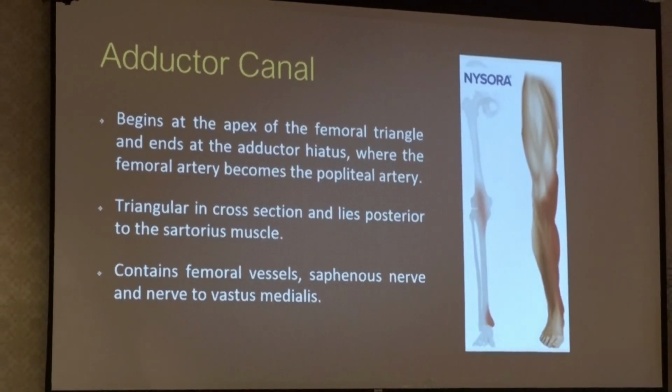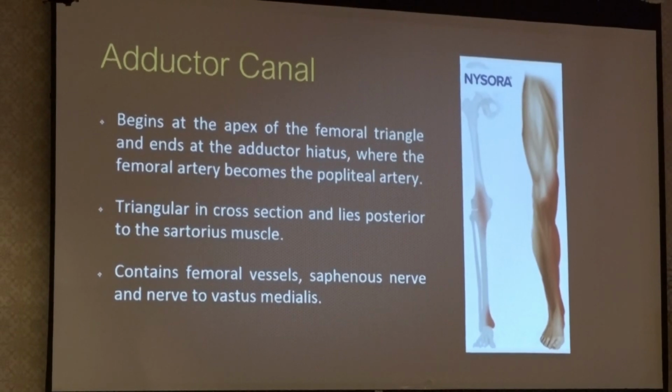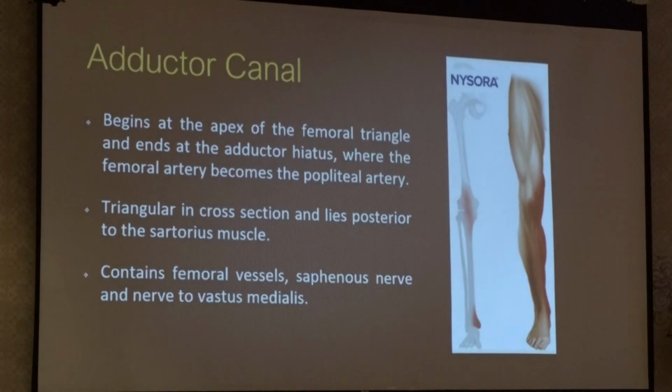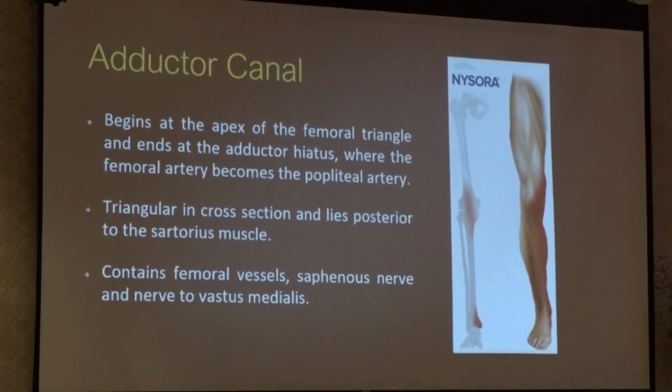The adductor canal begins at the apex of the femoral triangle and ends at the adductor hiatus, where the femoral artery becomes the popliteal artery. It's triangular in cross-section and it lies posterior to the sartorius muscle. So it contains the femoral vessels, saphenous nerve, and nerves to the vastus medialis.